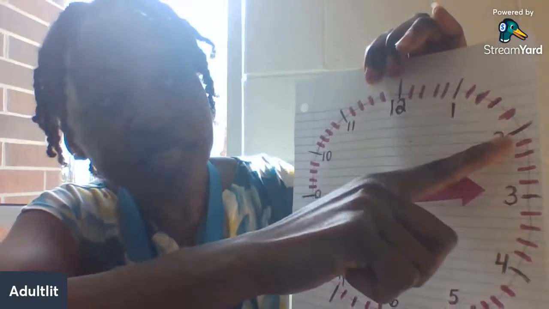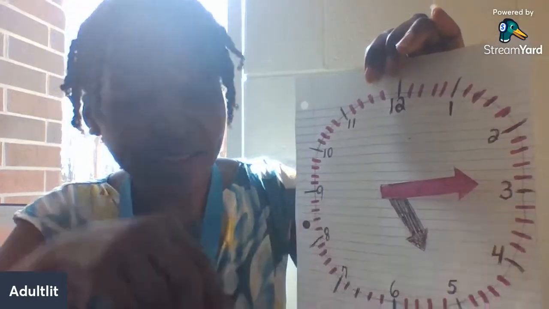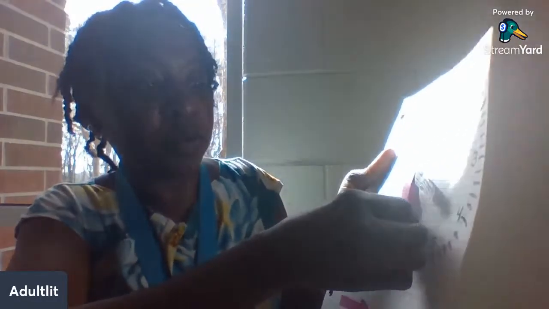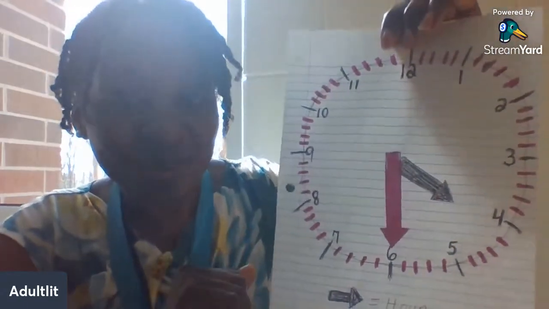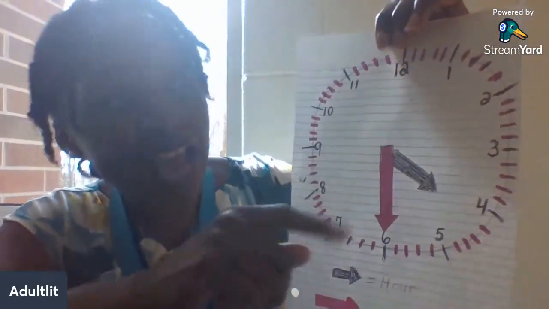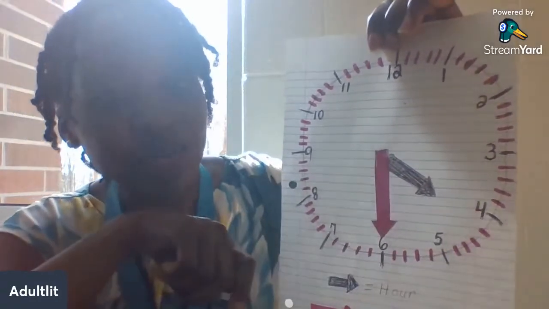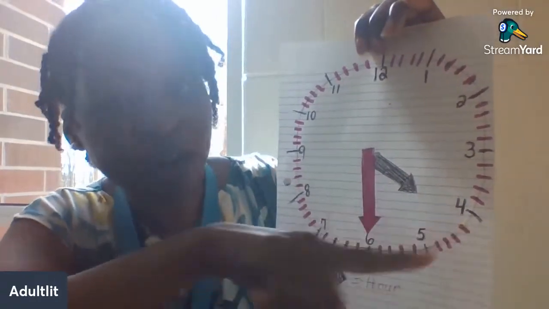5, 10, 15. Okay, now let's put the hour on the 4. So the little arrow goes on the 4. And let's put the long arrow for the minutes on the 6. So what time is it now, class? The hour is what? 4? You always say the hour first, 4.